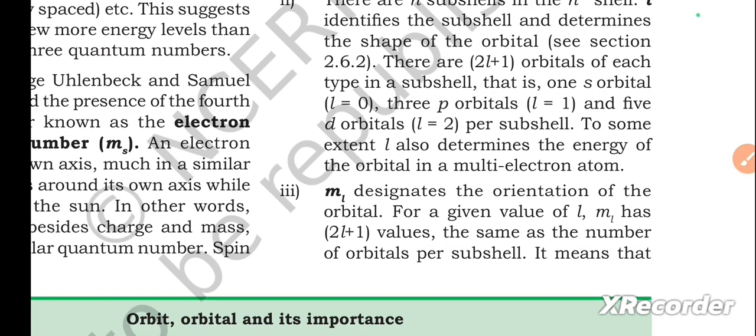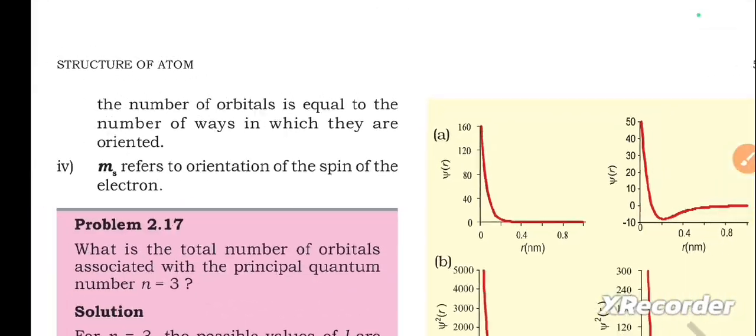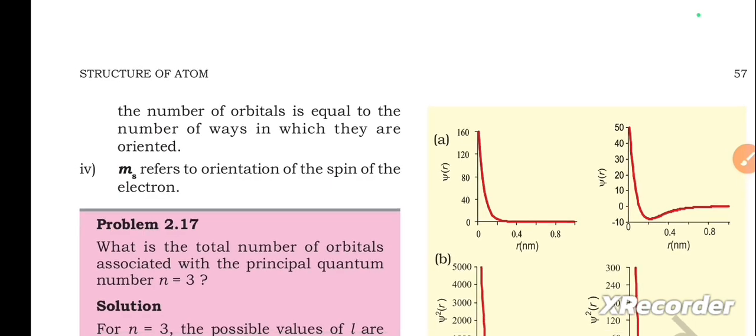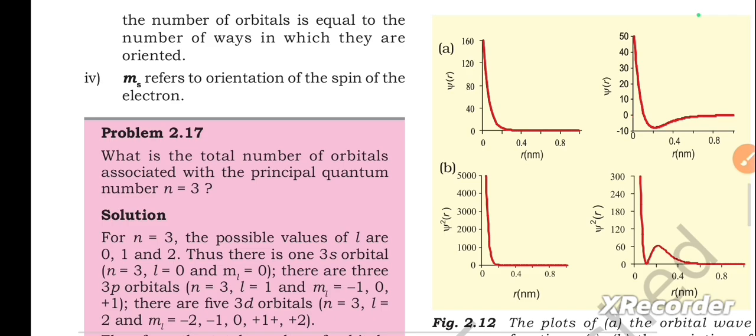Third point, ml designates the orientation of the orbital. For a given value of l, ml has 2l plus 1 values, the same as the number of orbitals per subshell. It means that the number of orbitals is equal to the number of ways in which they are oriented. Next, fourth point: ms refers to the orientation of the spin of the electron.